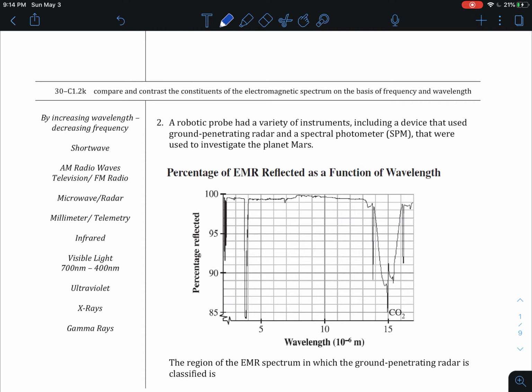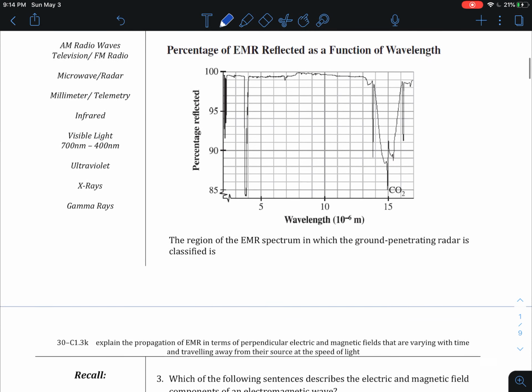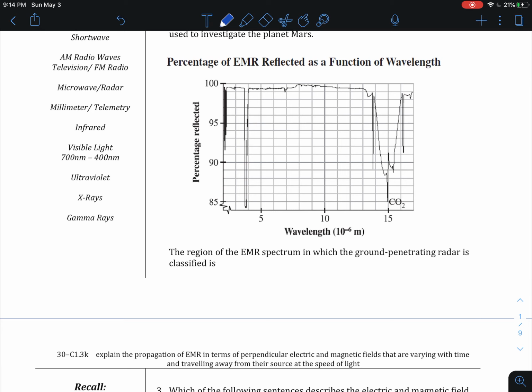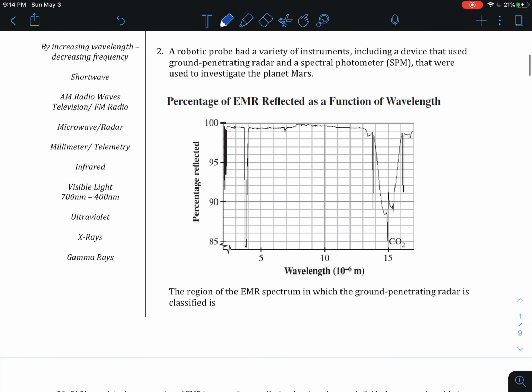Moving on. It says compare and contrast constituents of the EMR spectrum based off their frequency and wavelength. So this is memorizing kind of where these things would fall. Here it says the ground penetrating EMR is classified as. So this is a whole section of the ground penetrating EMR. We're going from roughly 4 or so to 15 times 10 to the negative 6. So if I had 5 to 15 times 10 to the negative 6, where would that fall?